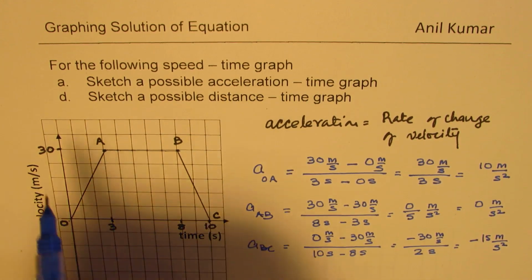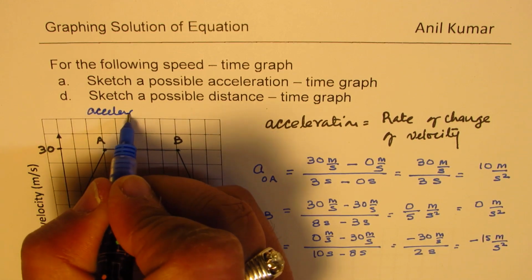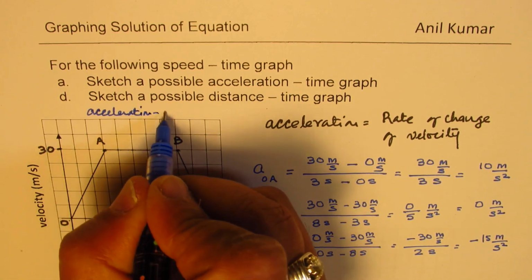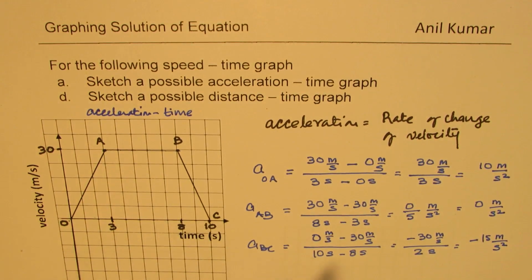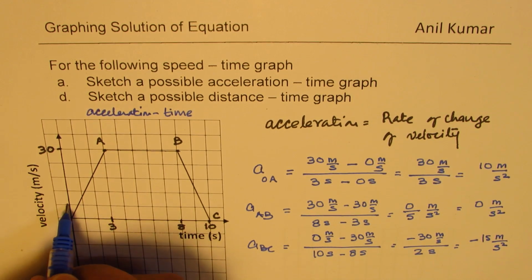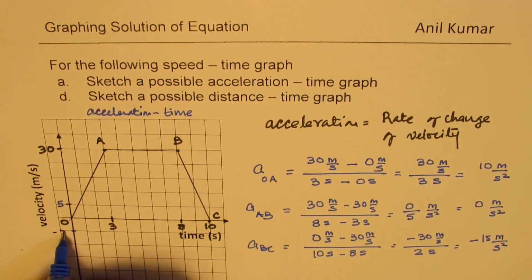to get a sketch of the acceleration-time graph. So let's write acceleration-time graph. So we have 10, 0 and minus 15 meters per second squared. So let's make a scale for this. We are going up to minus 15. So looking at this, we'll write this as 5 units, right? So 5 units, this will be minus 5, right?